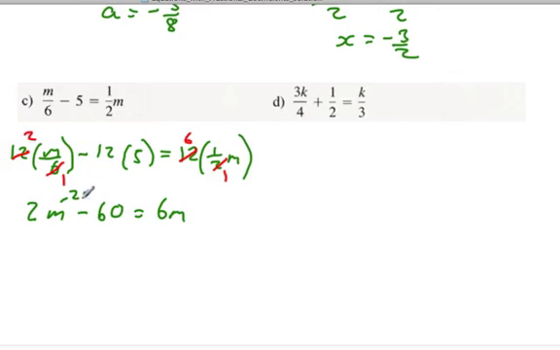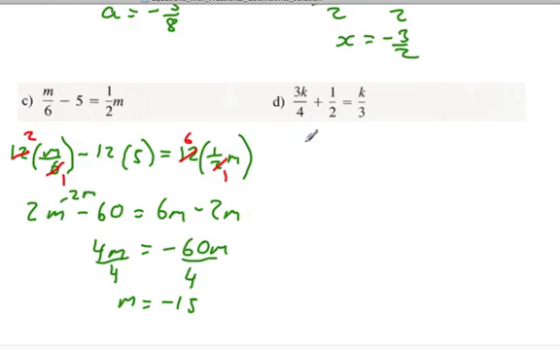Subtract 2m from both sides. And this will simplify to be 4m is equal to, and watch your sign here, this is 2m minus 60, so this will be negative 60. Divide both sides by 4, and you get m is equal to negative 15.